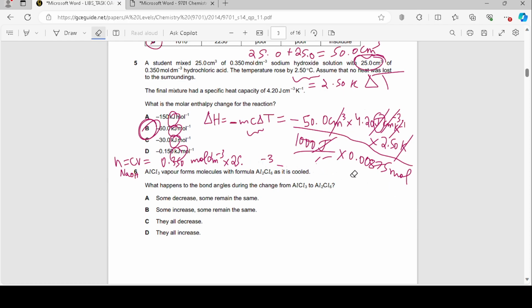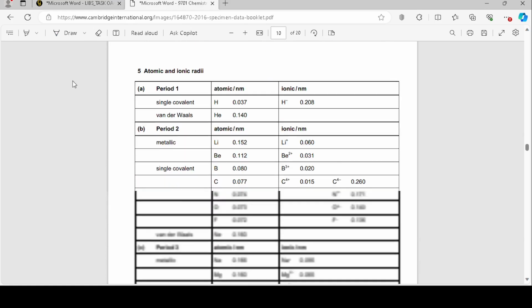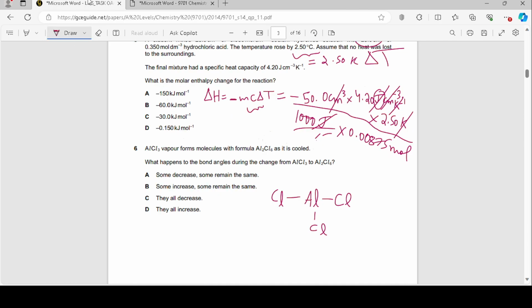AlCl3 vapor forms molecules with formula Al2Cl6 as it is cooled. What happens to the bond angles during the change from AlCl3 to Al2Cl6? Well, there are a lot of options. I mean, of course, there are 4 options. It's MCQs. But let me just draw out the molecules. So Al, Cl, Cl, Cl. This is AlCl3. Aluminium, it is in group 3, right? So it has 3 electrons in its valence shell. Anyways, so that means, yeah, that's just how it is.